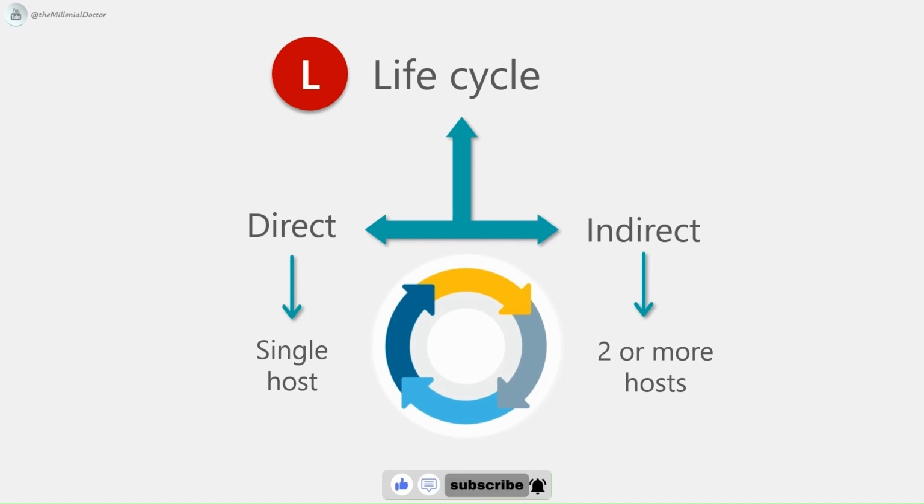Direct life cycle refers to when a parasite requires only a single host to complete its development. Example, entamoeba requires only a human host to complete its life cycle. Whereas indirect life cycle is when a parasite requires two or more species of hosts to complete its development. Example, malarial parasite requires both human host and mosquito host to complete its life cycle.